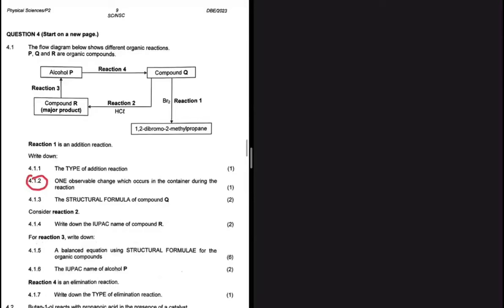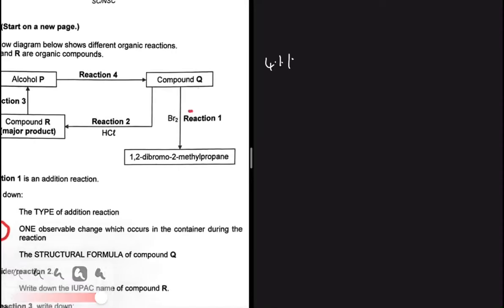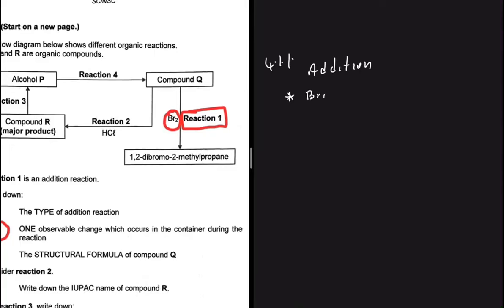What observable change occurs when you add bromine to an alkane? Does the container turn colorless or does it turn brown? That is 4.1.2. But let's just go ahead and do 4.1.1 first. The question is saying, which type of addition reaction is reaction 1? So let's go ahead and do some analysis. So we have reaction 1 here, and we are adding Br2, right? So we know that it is an addition reaction. But what is the name of that addition reaction? Because you are adding Br2, the name of that addition reaction will be bromination, right? So our answer for 4.1.1 should be bromination.